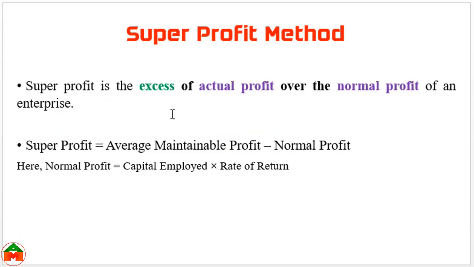Super profit method. Super profit is the excess of actual profit over the normal profit of an enterprise. Here the actual profit means the average maintainable profit, and we need to multiply the rate of return with the capital employed to get the normal profit. And if we deduct the normal profit from the average maintainable profit, we will get the super profit.